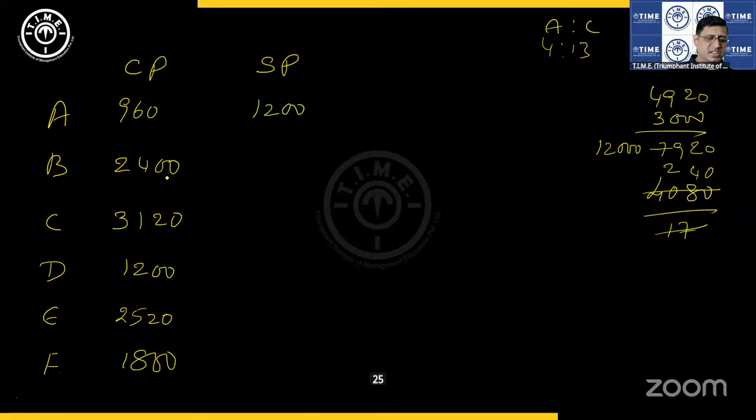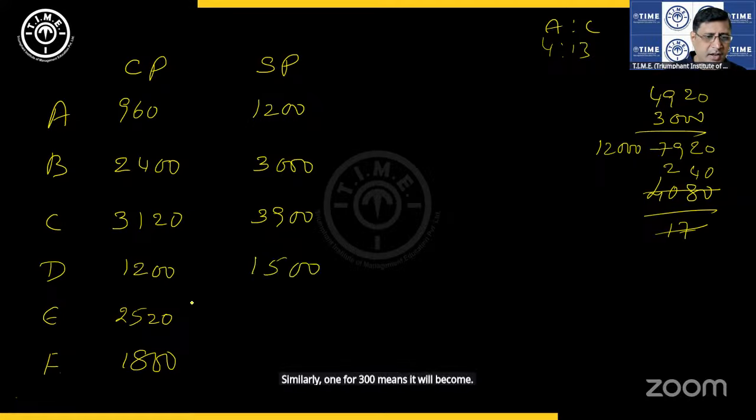25%, 1/4, 600 is the value. 600 means it will become 3000. And here it will become 3900. Similarly, 1/4 value, 300 means it will become 1500. 25% profit, 1/4 value. And here 25% profit, the result is 3150. And here 1/4 value. So 450. 450 more means that is 2250.